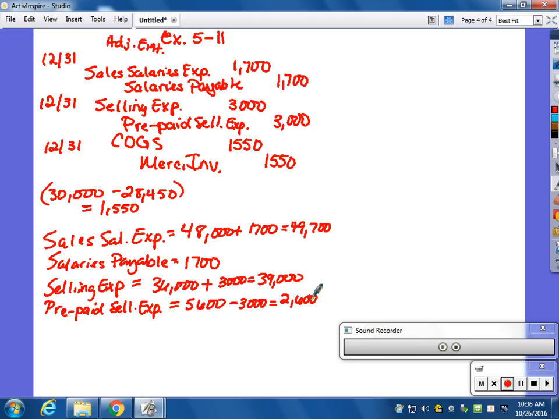Cost of goods sold. Did it start off with a balance? Yes. What was the balance? 212,000. 212,000, and we increased it by 1,550, which means our new balance is what?